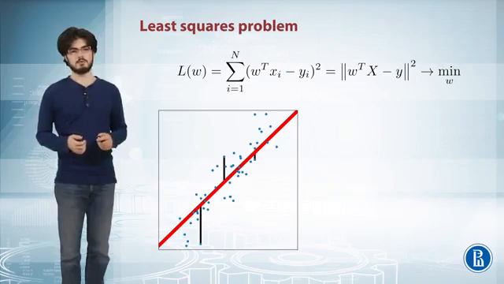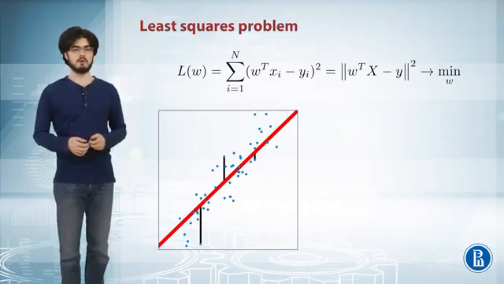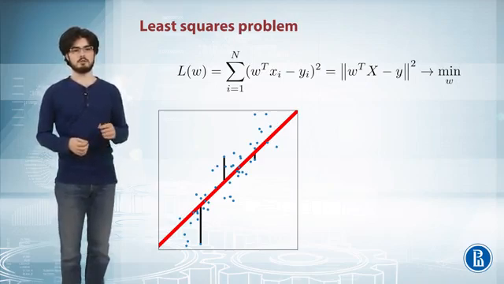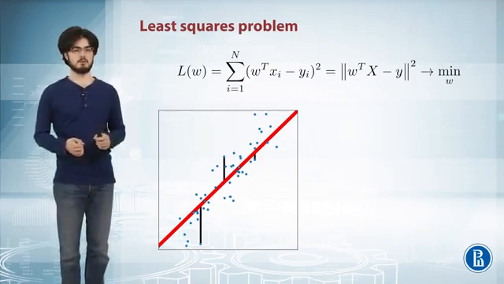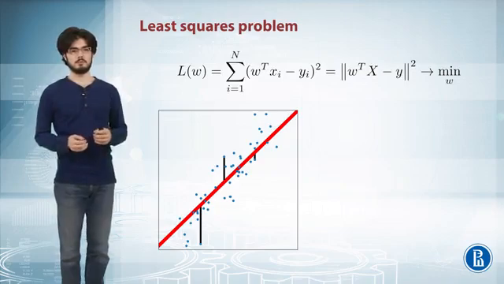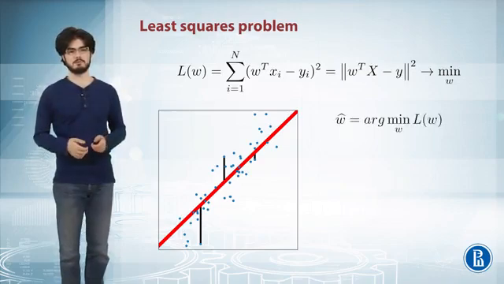Our straight line is parameterized by weight vector w. The prediction at each point is computed as w transposed times xi, where xi is our point. Then we compute the total sum of squares, that is the difference between the prediction and the true value squared. And we try to find the vector w that minimizes this function.